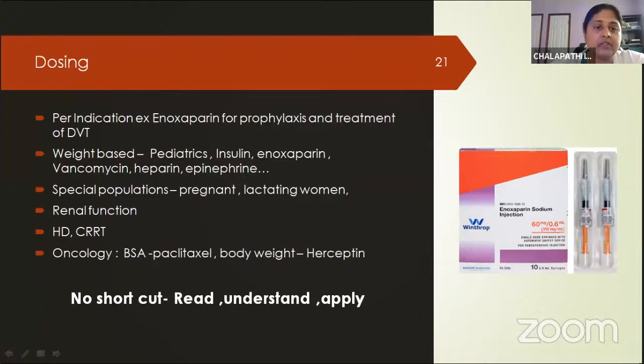Every time you see a drug, you have to go back and read what is the indication, what is the dosing recommendation, what are the contraindications. As I mentioned, for every drug, if you don't have 5 to 10 points at least in your mind, and then frequent referrals to the package inserts, you will not be able to assess properly. So there's basically no shortcut. Read, understand, and apply in your everyday case. Next slide.